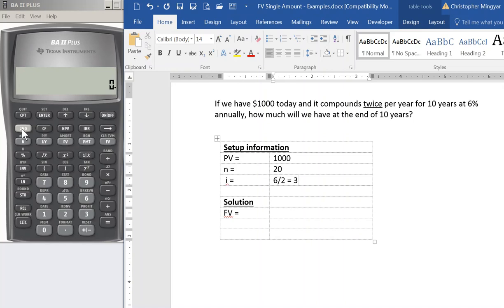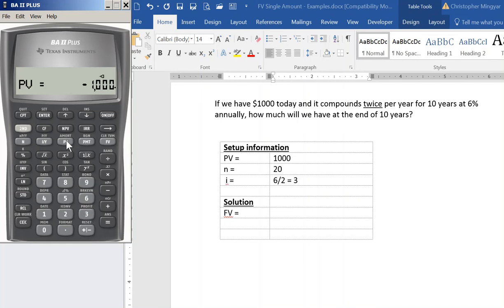Again, always clear things out. Second, clear time value memories. $1,000 goes under present value. 20 goes under N. And 3 goes under I. And now we compute for the future value. 1806.